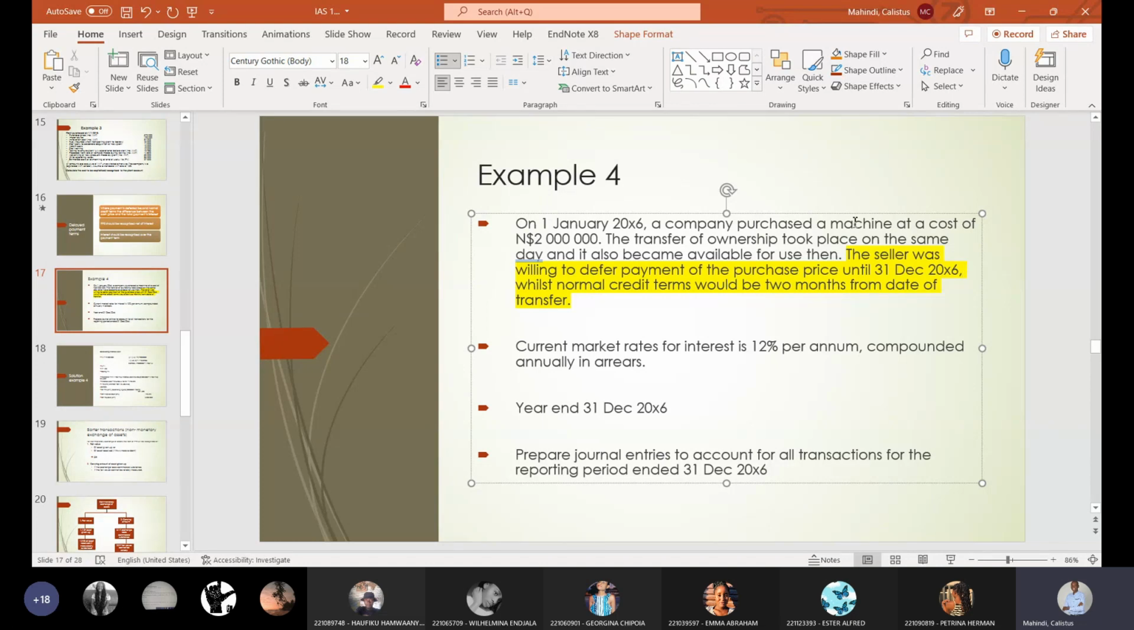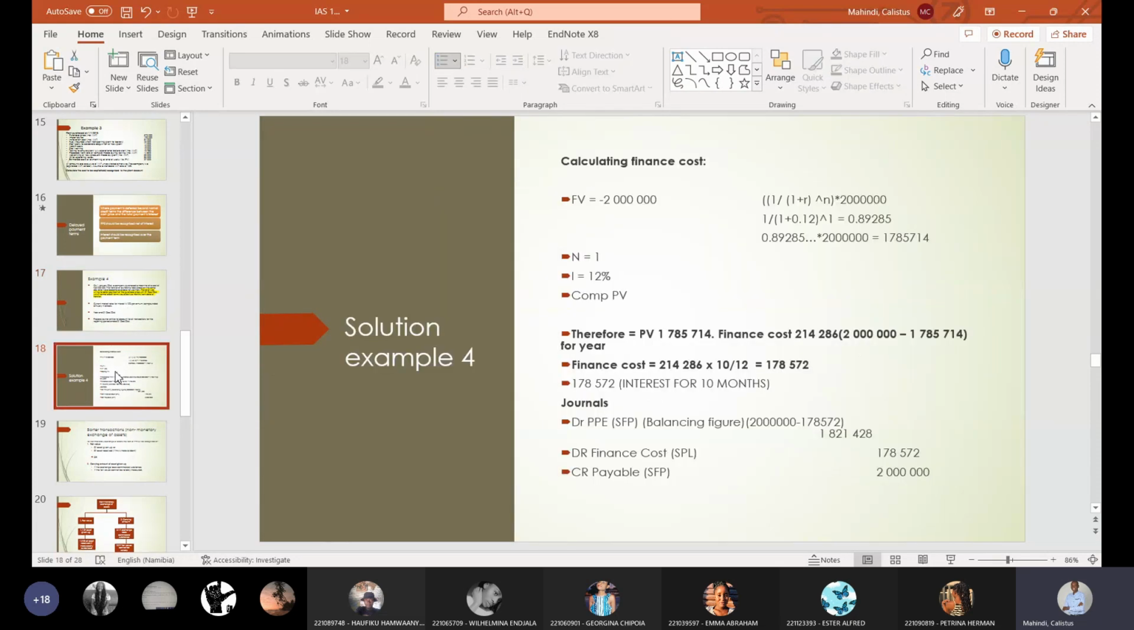But since the normal credit terms tell us that we have 2 months to pay, they won't charge interest for the first 2 months, and then they'll only allocate interest for the next 10 months. Are we okay? Questions? Yes, sir. Okay. So now the next, what did the question ask us?